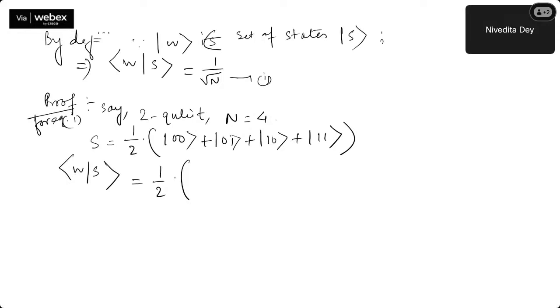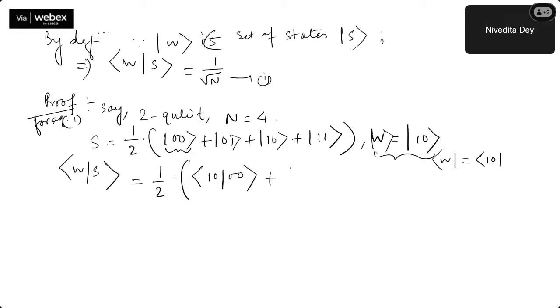Now, what is W basically? That is something that you want to find. So let me take W as, say, |10⟩. So now |W⟩ is this, and ⟨W| will be nothing but this thing, right? So likewise, it will be ⟨10|00⟩ plus ⟨10|01⟩ plus ⟨10|10⟩ plus ⟨10|11⟩.